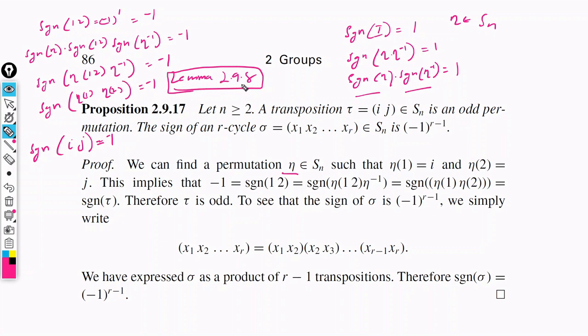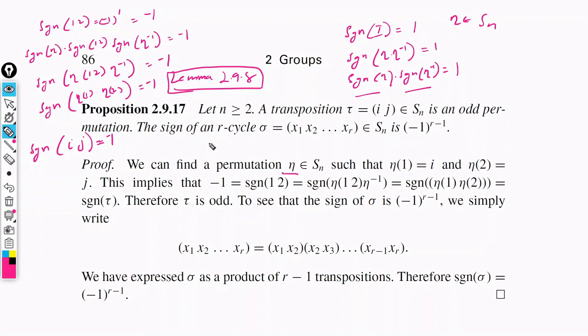And using our lemma 2.9.8, this can be written as eta of the cycle (eta of 1, eta of 2). Okay, and what is eta of 1? Eta of 1 is equal to i and eta of 2 is equal to j. So this becomes the cycle (i j). So sign of transposition (i j) equals minus 1.